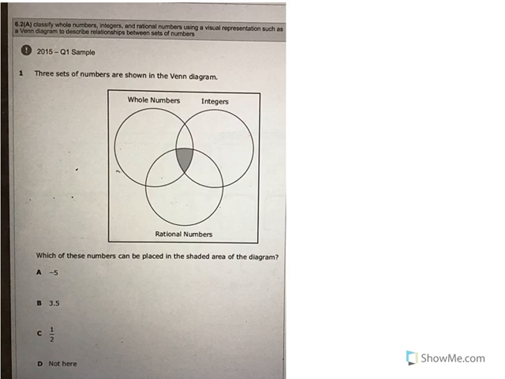So which of these numbers can be placed in the shaded area of the diagram? Well, are any of these whole numbers? So -5 is an integer. It's a rational number, but it's not a whole number.